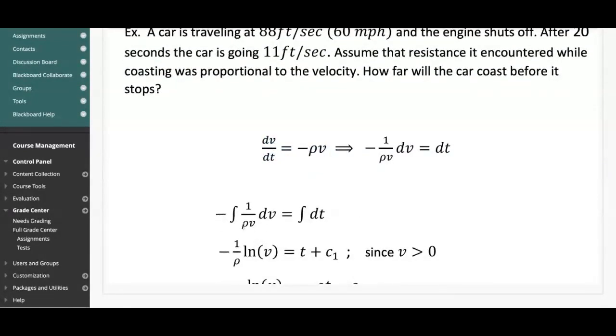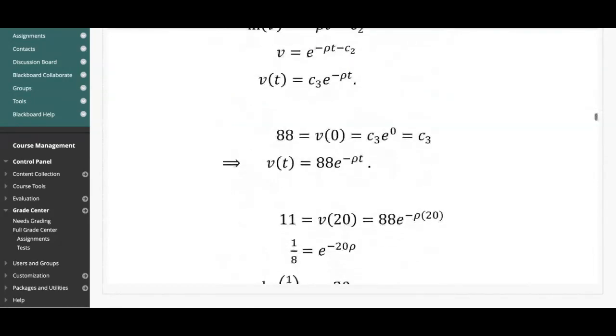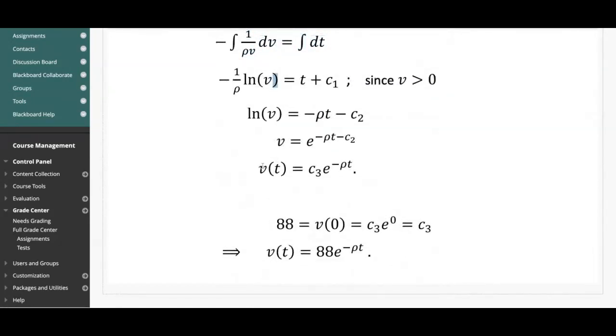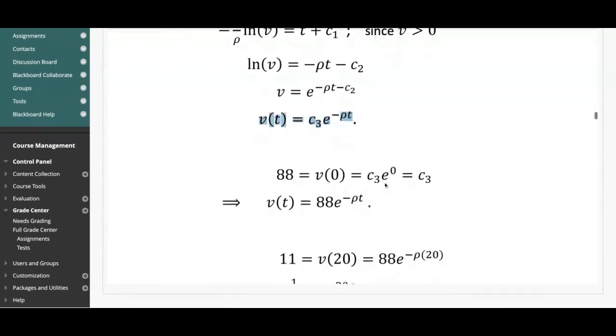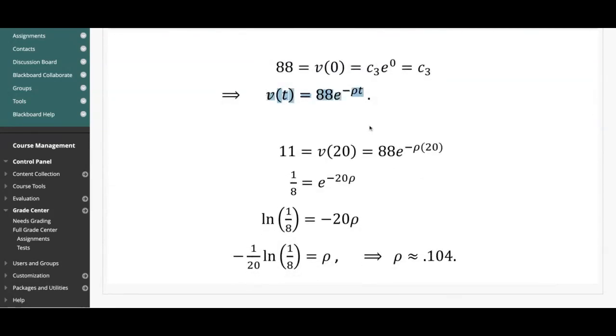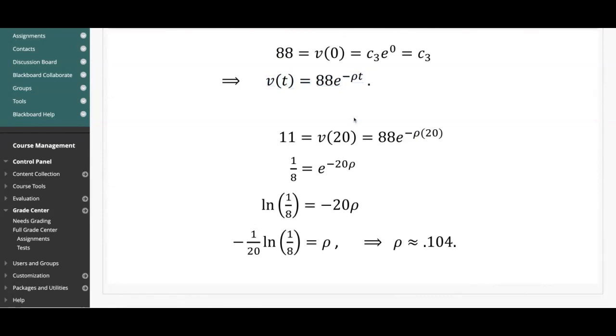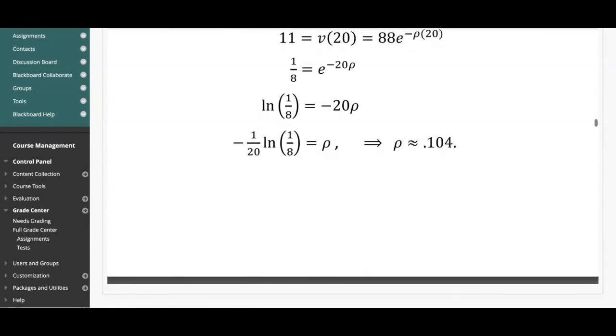What do we do? We separate variables and we integrate both sides simultaneously. If we have an initial value, we get a function of velocity. This is just a general solution carrying a constant; given some initial values, we can get a specific velocity function. Then we can use that velocity function to find other values, especially this constant, rho.